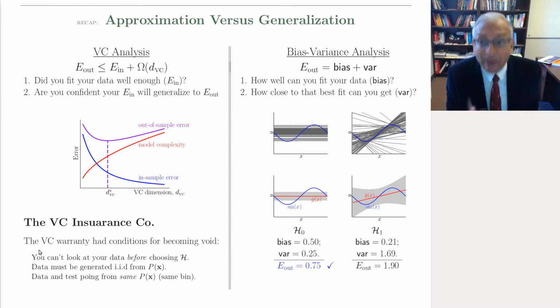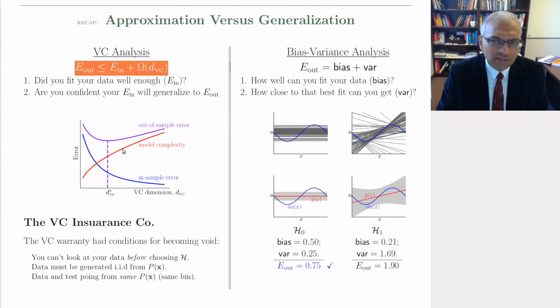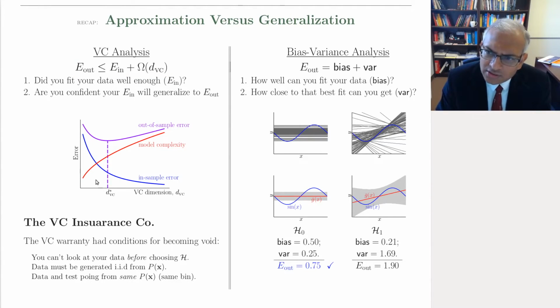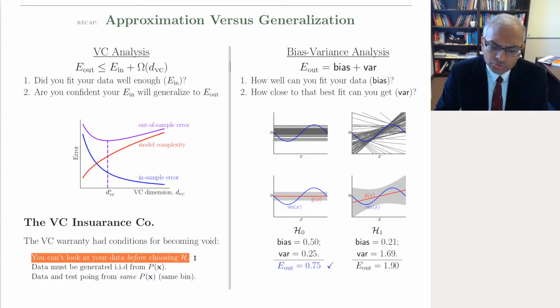That's fantastic. But this bound that links E in to E out is a warranty, and this warranty has certain conditions for not being void. You will void this warranty if you violate those conditions. And what are those conditions? They're simple conditions, but believe me, people always violate these conditions, even though they're simple. So what's the first condition? You cannot look at your data before you choose your hypothesis set. It's a very simple condition.